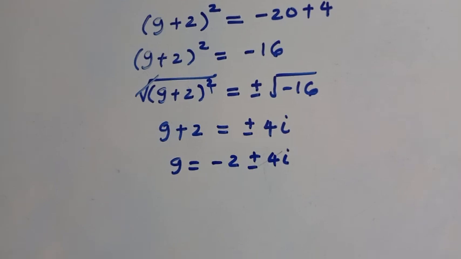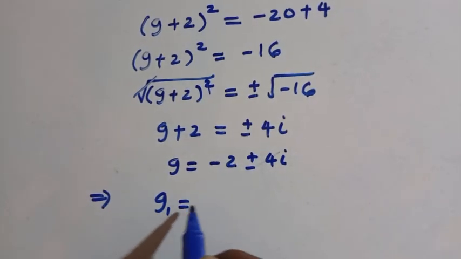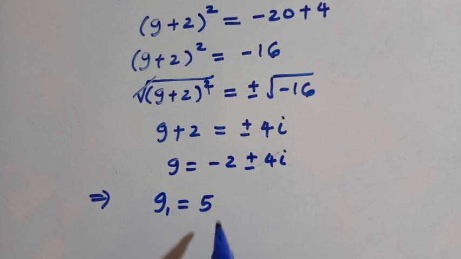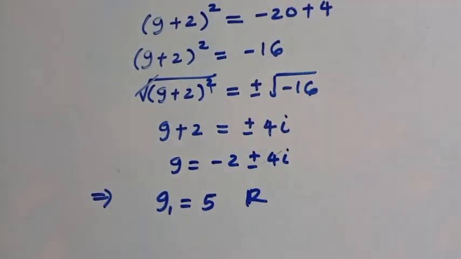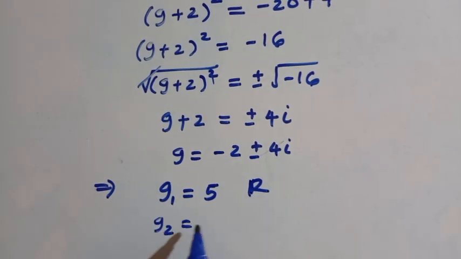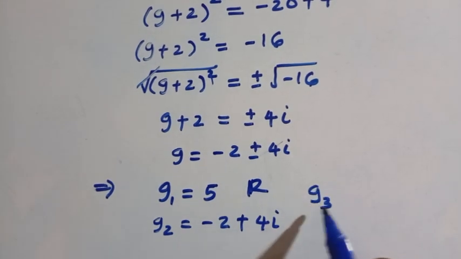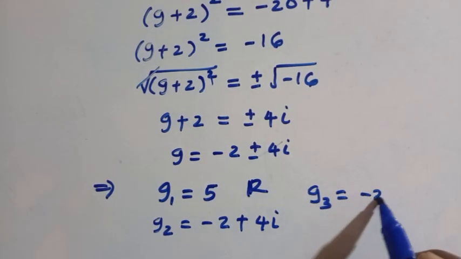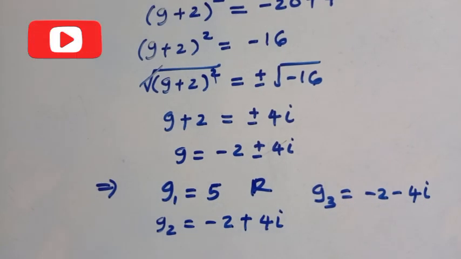So we can conclude from here that g1 equals 5, which is the real solution. And also we have g2, which is minus 2 plus 4i, and we have g3, which is minus 2 minus 4i. And this is how we solve this problem.